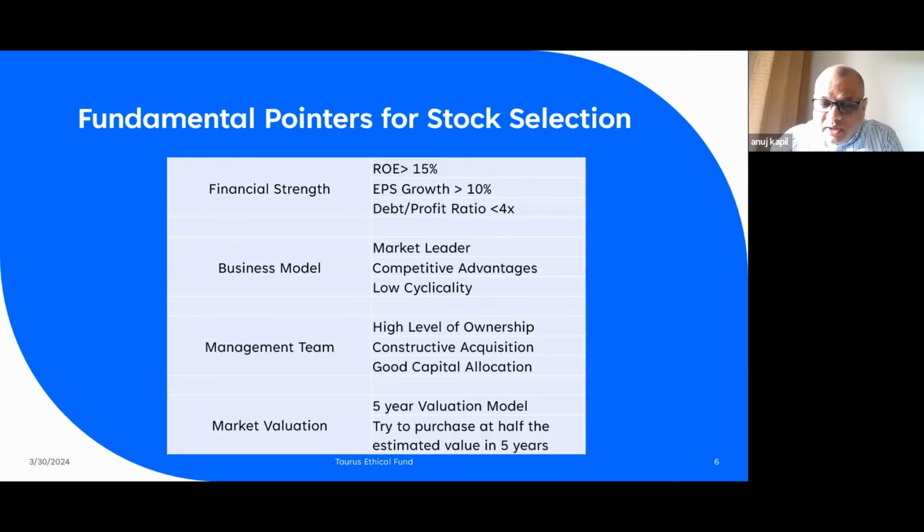And on the market valuation point, we make a valuation model and we try to purchase at half of the estimated value in 5 years. Right now, the last point, market valuation and 5-year valuation model, where I like to purchase at half of the estimated value. Right now, it cannot happen because the market is at the peak.